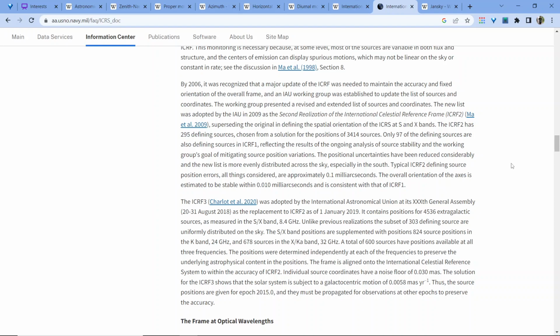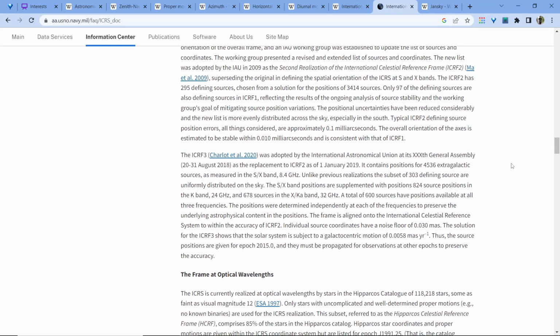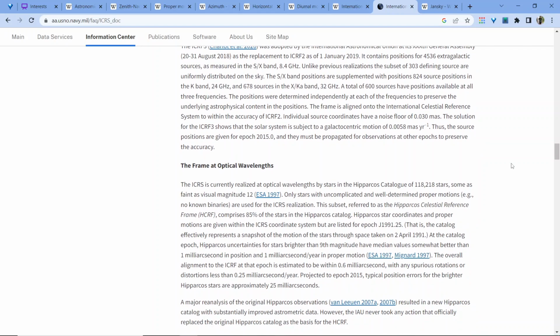The positions were determined independently at each of the frequencies to preserve the underlying astrophysical content in the positions. The frame is aligned onto the International Celestial Reference System to within the accuracy of ICRF-2. Individual source coordinates have a noise floor of 0.03 milliarcseconds. The solution for the ICRF-3 shows that the solar system is subject to a galactocentric rotation of 0.0058 milliarcseconds per year. Thus, the source positions are given for epoch 2015.0, and they must be propagated for observations at other epochs to preserve the accuracy. The frame at optical wavelengths.